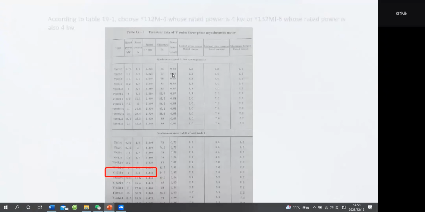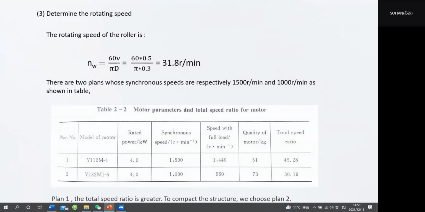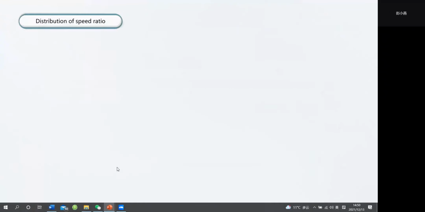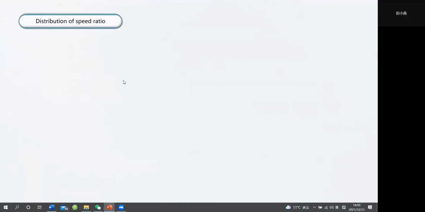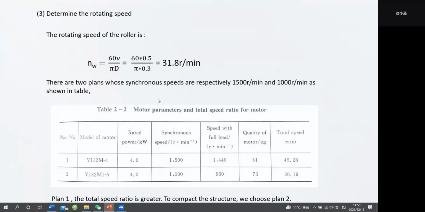And then we choose this, and then we need to distribute the speed ratio. So let's have a break for 10 minutes, okay? All right, Lucy. Okay, have a break.